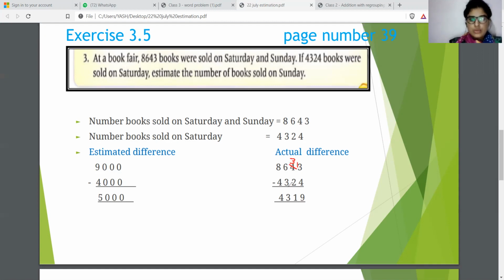Now at the hundreds place, I can see I have more on the top. So no need to stop. Just take away 3 from 6. After taking 3 from 6, I'll get 3. So I will write here 3.